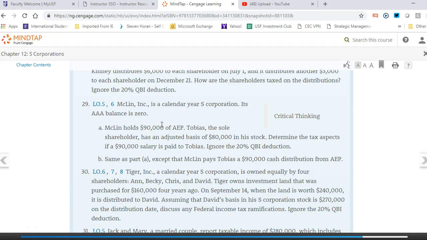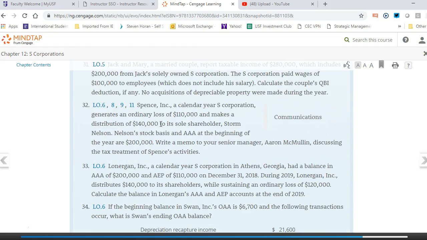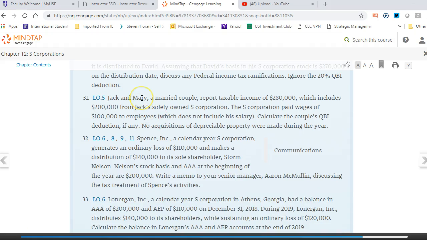Okay, now question 31, which is the last one that we'll do, and this is the one that deals with the QBI. Jack and Mary are a married couple. They report taxable income of $280,000, which includes $200,000 from Jack's solely owned S Corp. The S Corp paid wages of $100,000 to employees, which does not include his salary. Calculate the couple's QBI deduction, if any, and no acquisitions of depreciable property were made during the year.